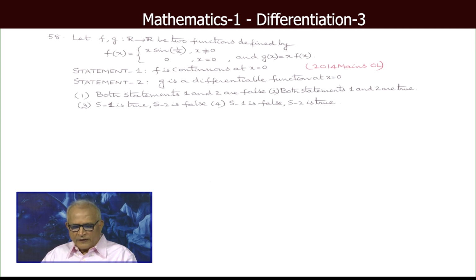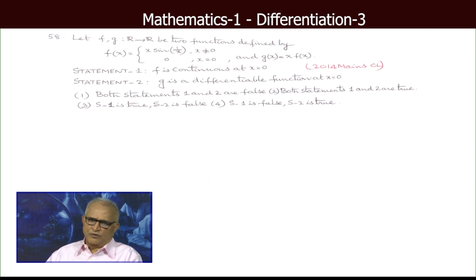Let f and g be functions defined on the entire real line. f, g both map R to R. f is defined by f(x) = x sin(1/x) when x is not equal to 0, and f(x) is 0 when x is equal to 0, and g(x) = x times f(x).